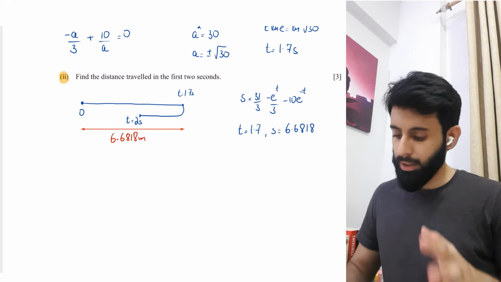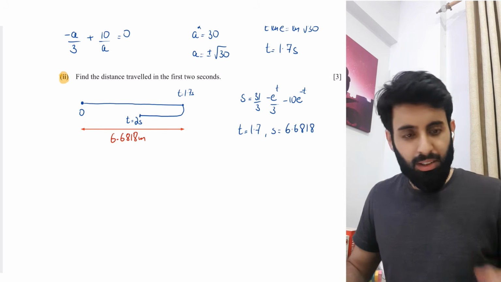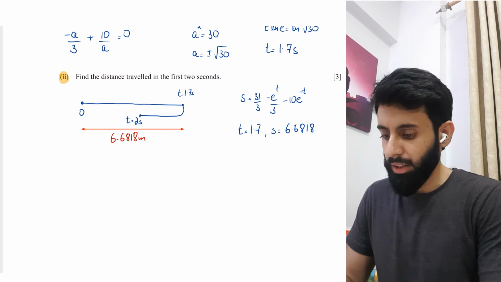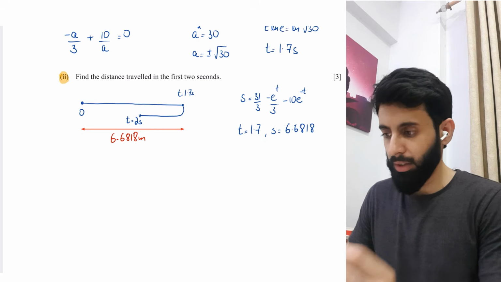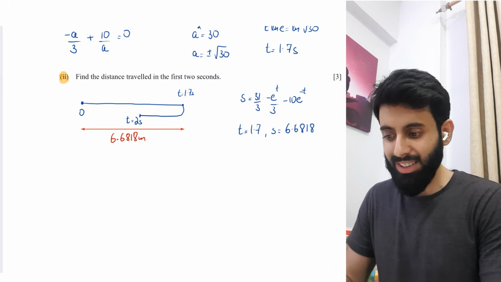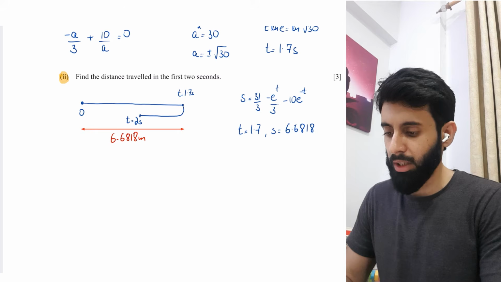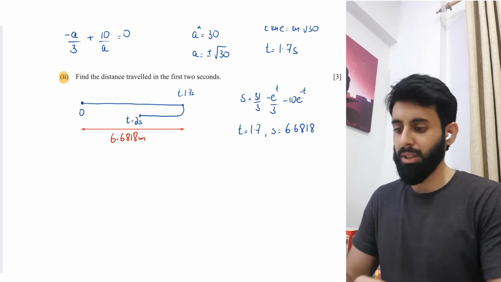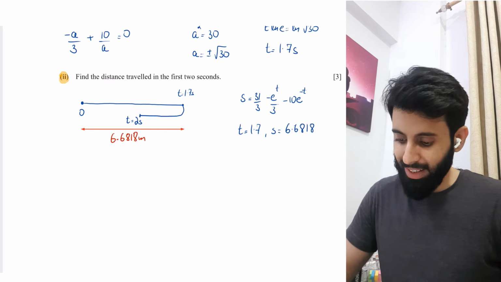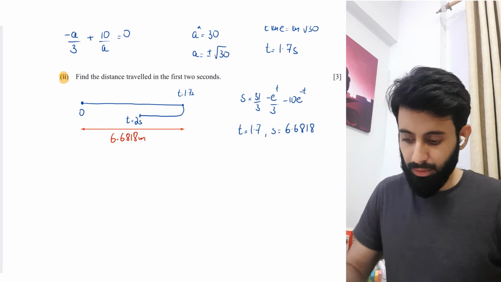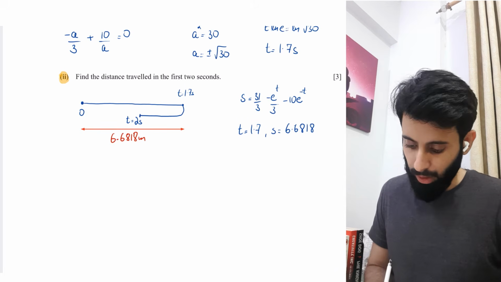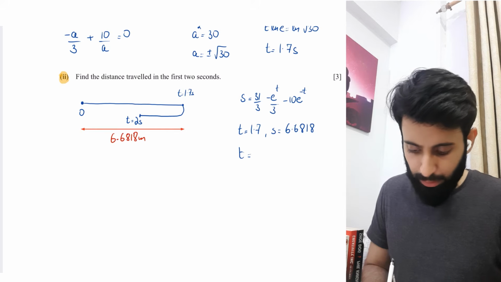Now that I know how far the object is from the starting point at t equals 1.7 seconds, what I need to do is find out how far the object is from the starting point at t equals 2 seconds. So wherever I plugged in 1.7, I'm going to replace that by 2. Now the value that I get is 6.5169. Now how exactly are we going to work with this?